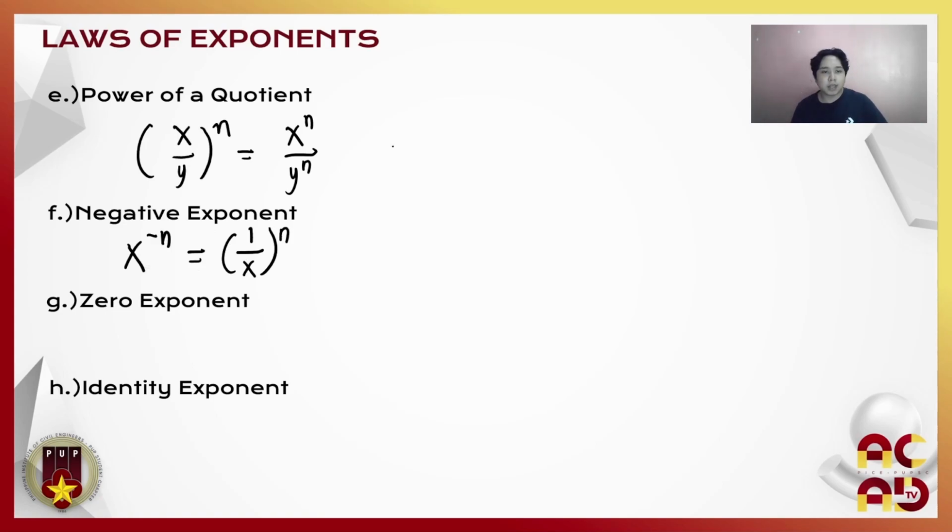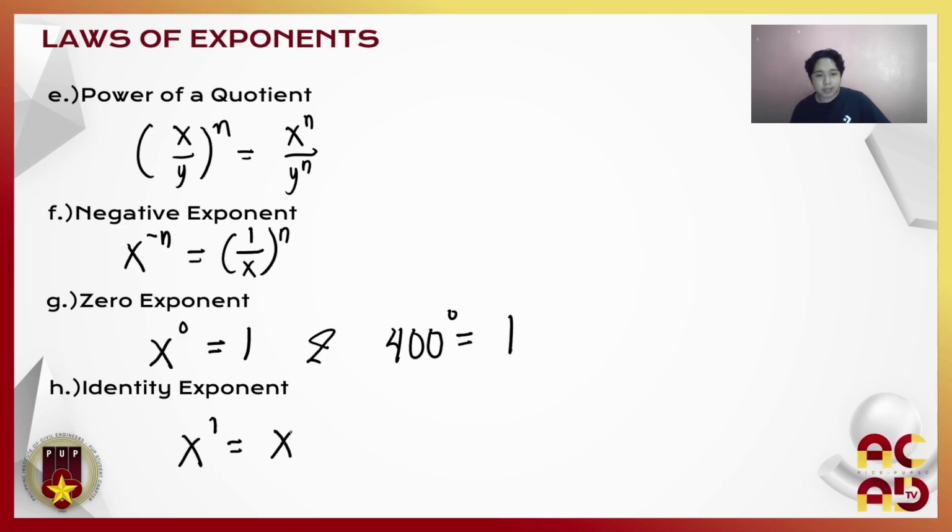Next is the zero exponent. Let's say x raised to 0. When the exponent is 0, it is always equivalent to 1. So, let's say 400 raised to 0, this will be 1. For the identity exponent, let's say x raised to 1, the answer is always the base, so x. So 400 raised to 1 will be 400.